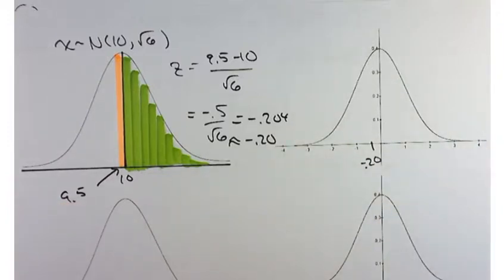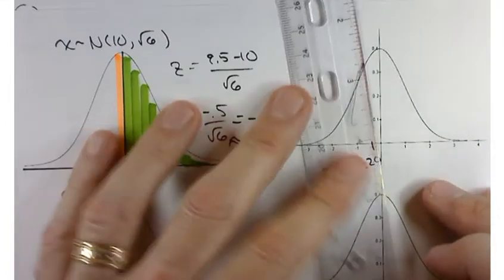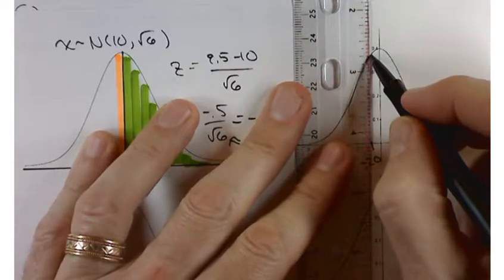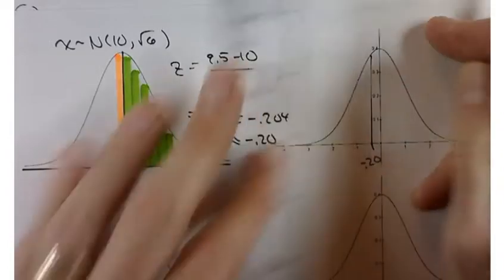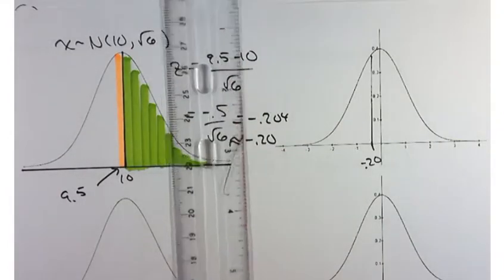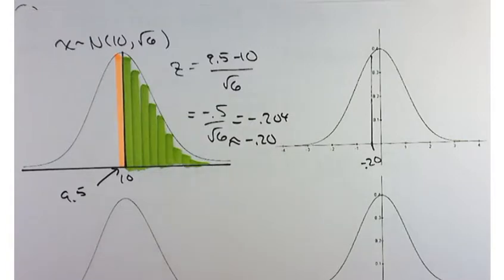Do we expect a probability that's a little bit more than 1/2 or a little bit less than 1/2? Should be a little bit more than 1/2, right? Because this point is a little bit to the left of 0. And 50% of the area is on either side of 0. So I want a little bit more than 0.